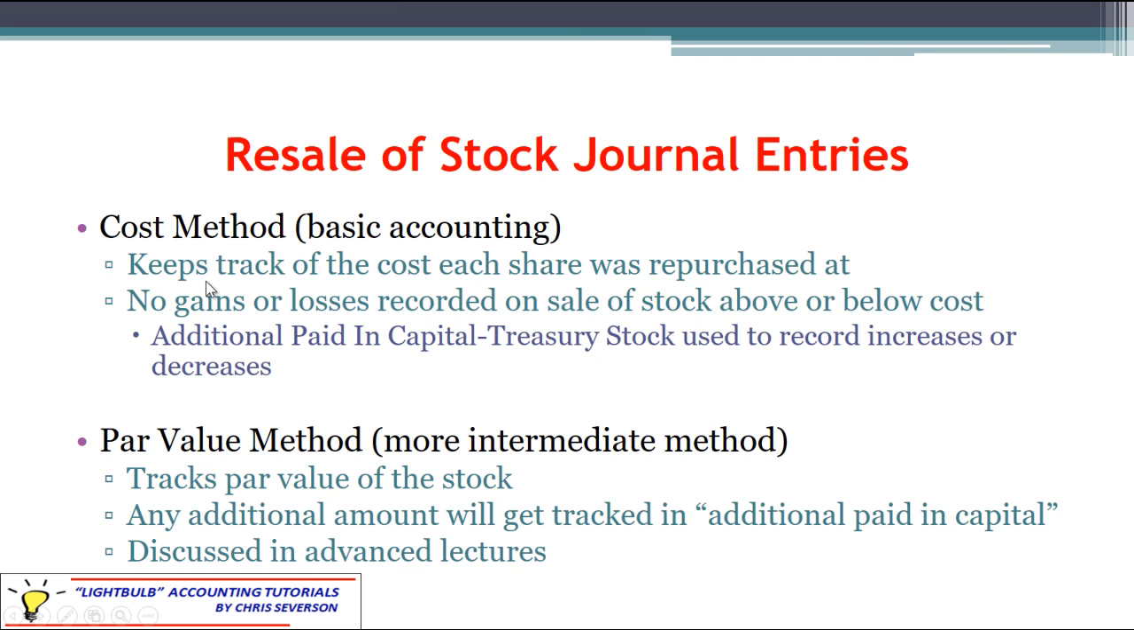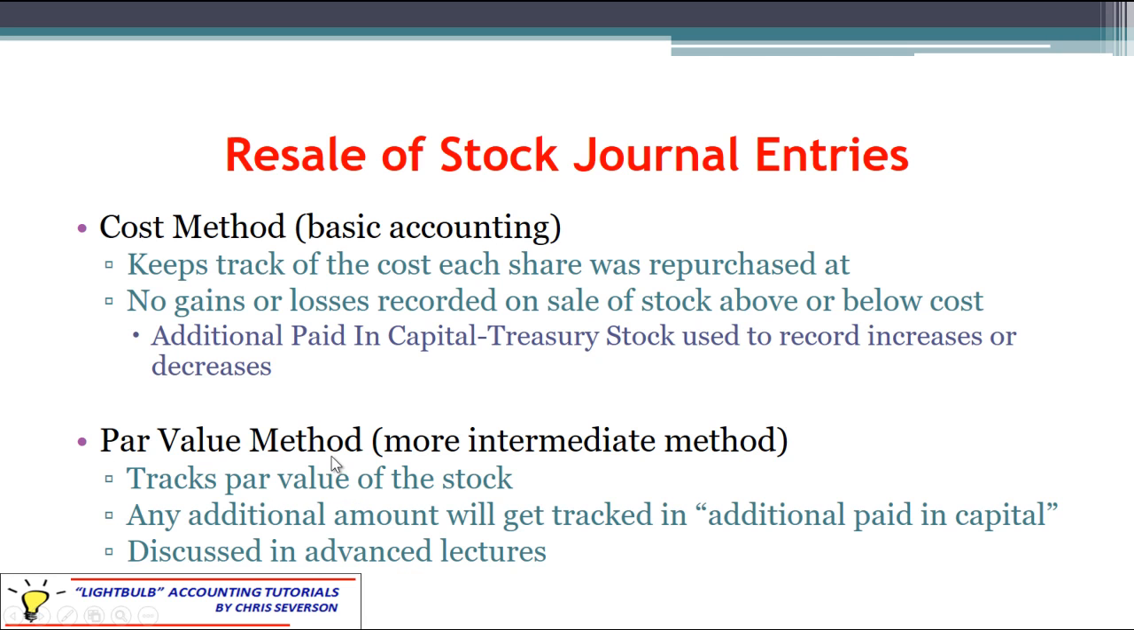But with the cost method, we keep track of the cost that each and every share was repurchased at. So how much did we have to pay to buy it back? Now, if we sell it again at a higher or lower price than the cost, that's not going to be a gain or a loss, but we use an additional paid-in capital Treasury stock account to record those increases or decreases. So we have to set that account up.